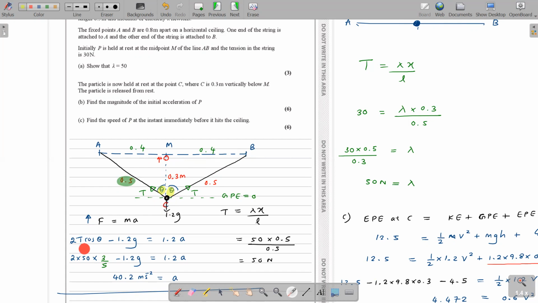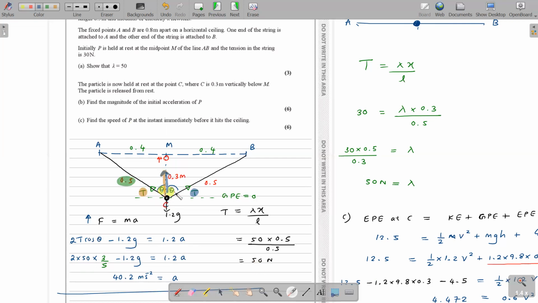So I'm going to take the forces acting upwards. The forces acting upwards are 2T cos theta, right? Why have I used 2T cos theta? Because when I resolve this T over here, the first T gives me upwards T cos theta, and there's another T on the other side, which also resolves and gives another T cos theta. So altogether T cos theta and another T cos theta gives you 2T cos theta, minus 1.2g, the weight acting downwards, equals mass times acceleration. Mass is 1.2, and 2 times tension, which is 50 as we found.